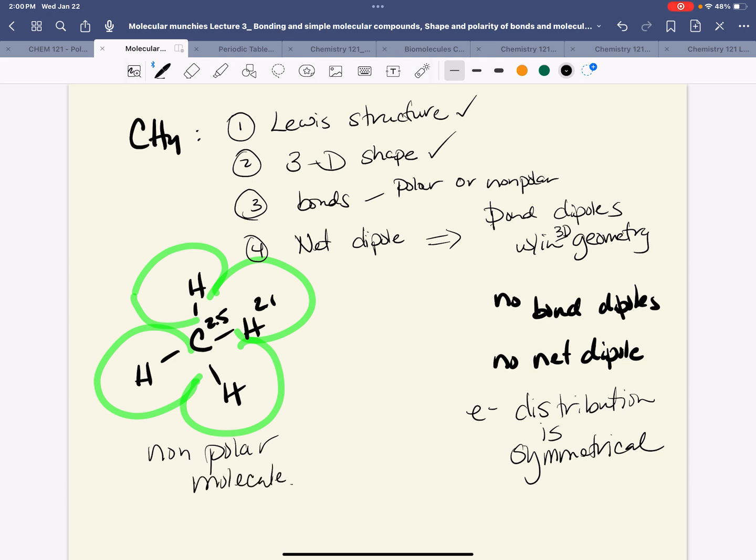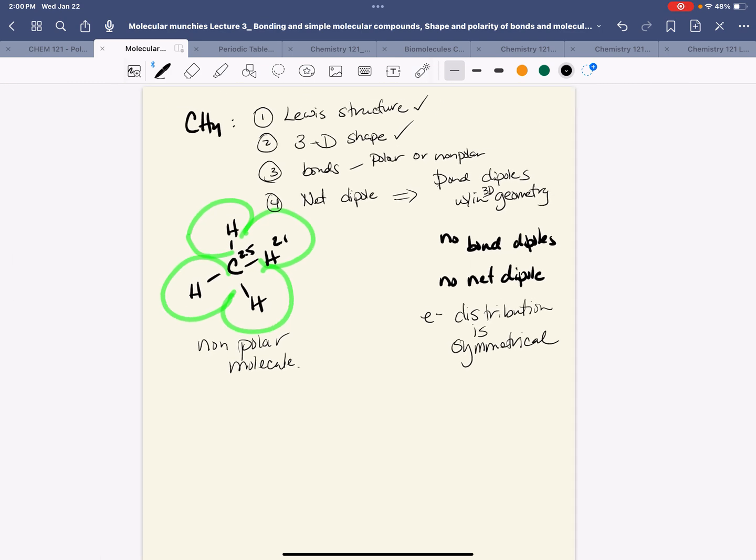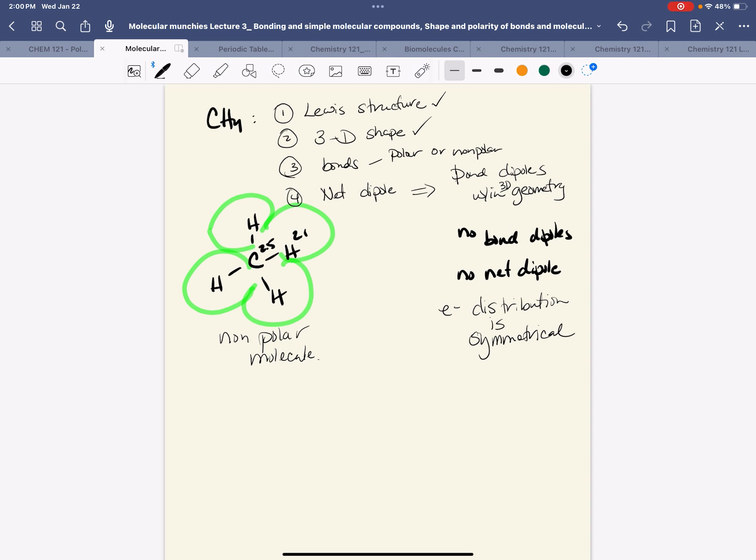Okay, so that's the best case scenario: no bond dipoles, no net dipole. We have a nonpolar molecule. And again, remember that polarity has a lot to do with solubility. Polar dissolves polar and nonpolar dissolves nonpolar, but nonpolar and polar don't like each other.